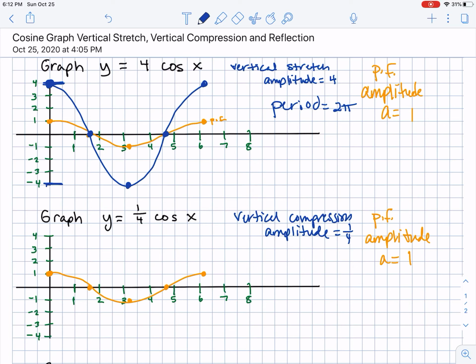If I take the parent function, the y value is at 1. I multiply it by a fourth, which means these are going to be at a fourth. If I take my minimum, the y value is at -1, and I multiply it by a fourth, that's at -1/4. And if I take the zeros, where the y value is 0, and multiply by a fourth, it's 0.